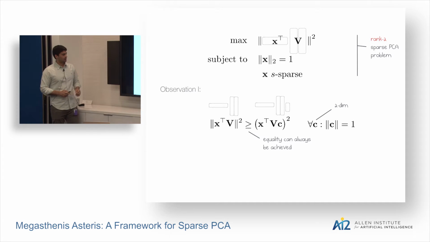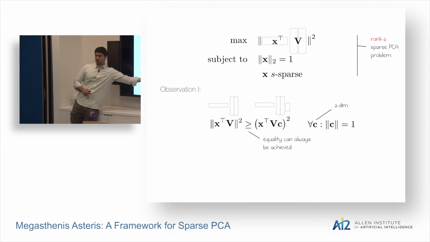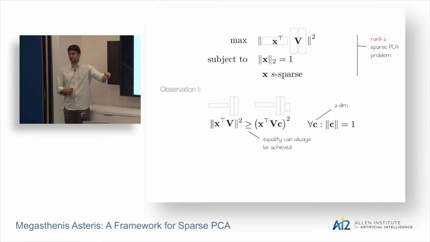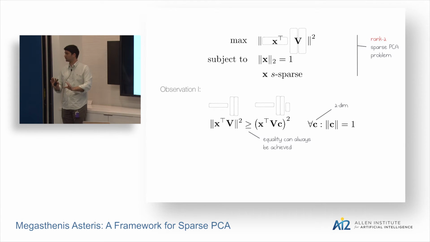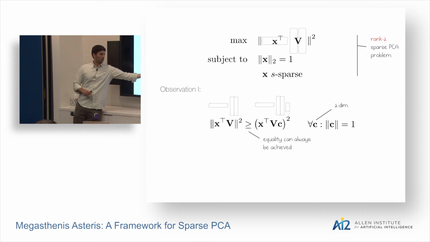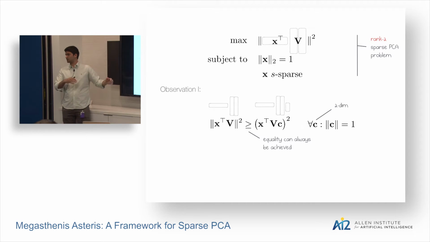First observation, by the Cauchy-Schwarz inequality, this is my objective function, okay, the norm of the product x transpose V. So this is lower bounded by the product of x transpose V with a small 2-dimensional vector C that is unit norm. And in fact, this inequality holds for all 2-dimensional unit norm vectors C, okay? Not only that, but the Cauchy-Schwarz inequality says that no matter what your matrix V is, if you fix an x, there is always a vector C that can achieve this with equality, okay? Any objections to that? Okay.